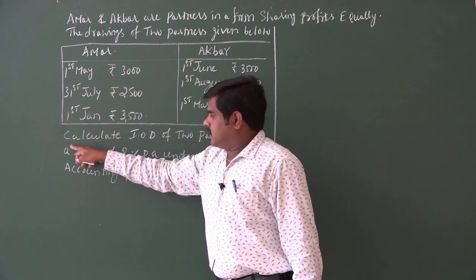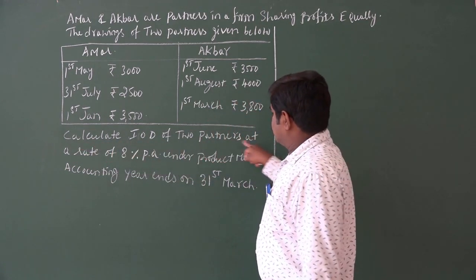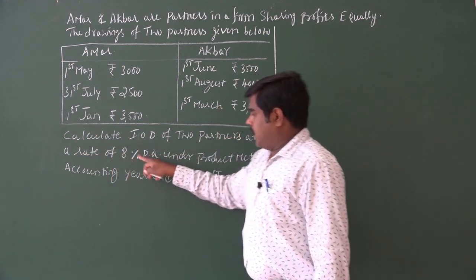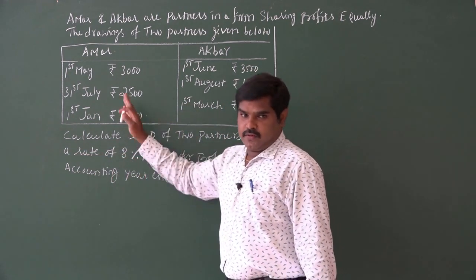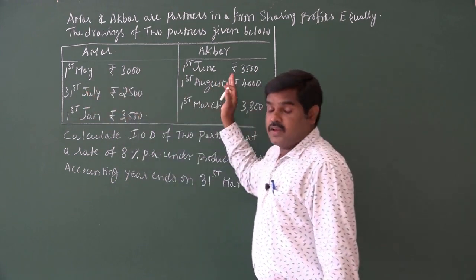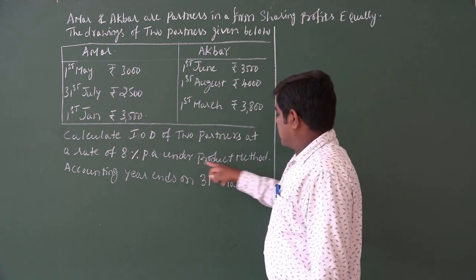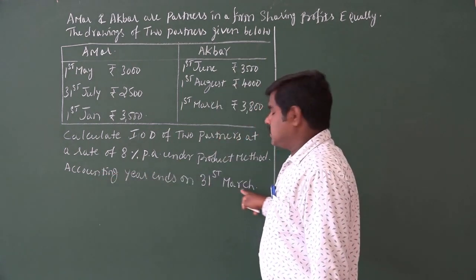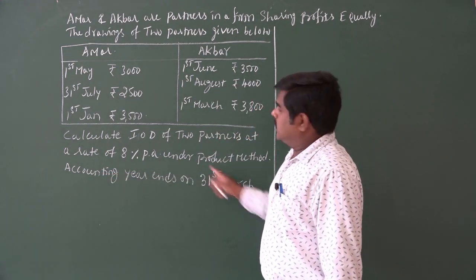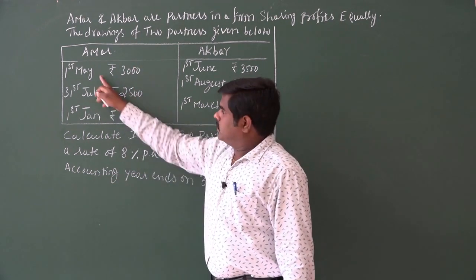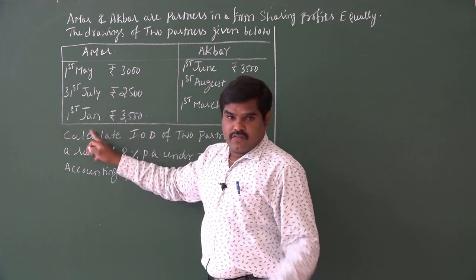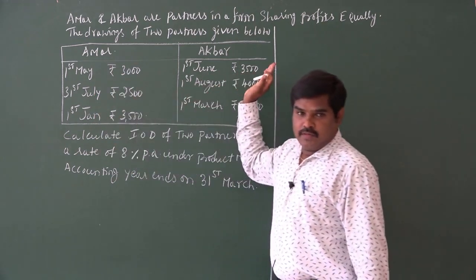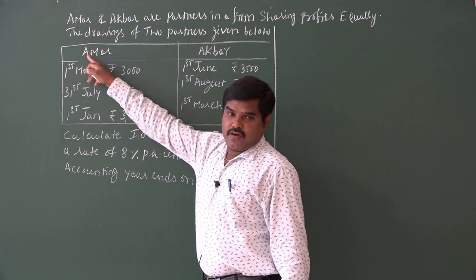The problem says calculate interest on drawings of the two partners, Amar and Akbar, at the rate of 8% per annum under the product method. The accounting year ends on 31st March. Why have I taken this problem? If the year is not given, don't worry. Without the year also you can solve the problem. So let me go for Amar.